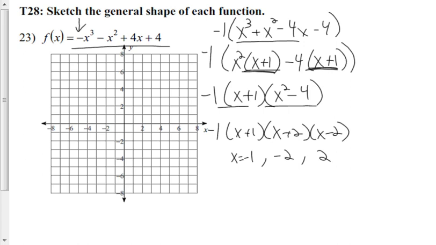So when we go to graph it, we're going to plot the -1, -2, +2. There's no multiplicity there, or at least there's no even multiplicity, so our graph is going to go through all 3 of those points.